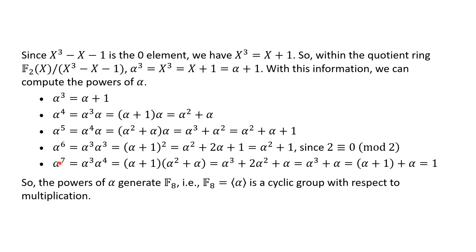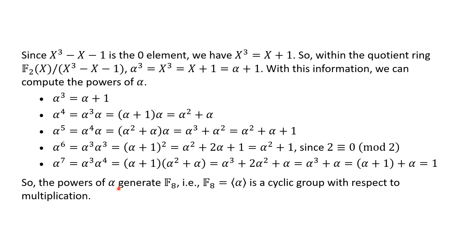Then alpha to the 7th is alpha cubed times alpha to the 4th. We just plug in these two here. We get this. The 2 is 0. Then we just get alpha cubed plus alpha. And alpha cubed is alpha plus 1. Then we add those together. And the 2 alpha is 0. And then we just get 1.